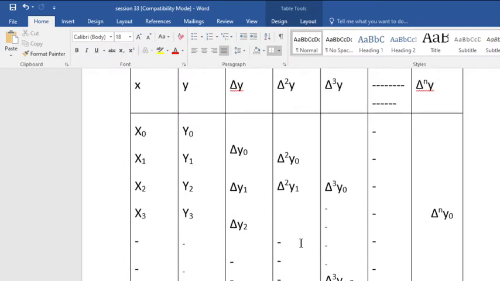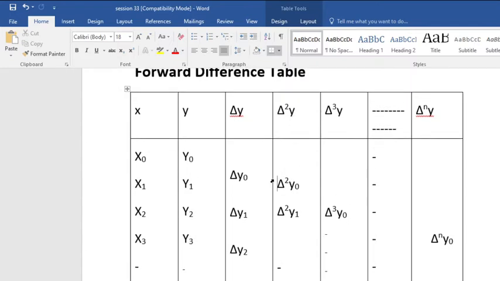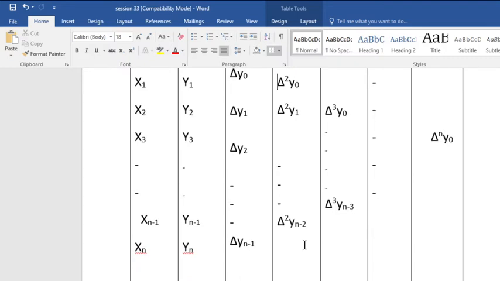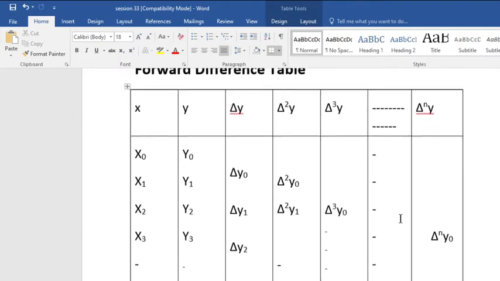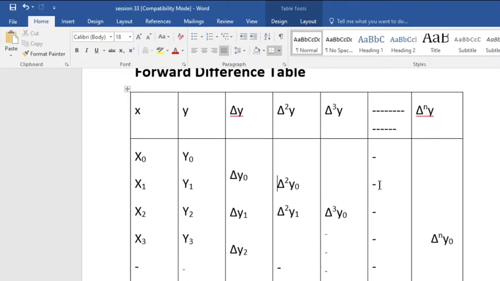1. And the second forward difference of y naught is equal to the first forward difference of y1 minus the first forward difference of y naught. The second forward difference of y2 is calculated using the difference between the first forward difference of y2 and the first forward difference of y1. Similarly, the other second, third and further forward differences are calculated.